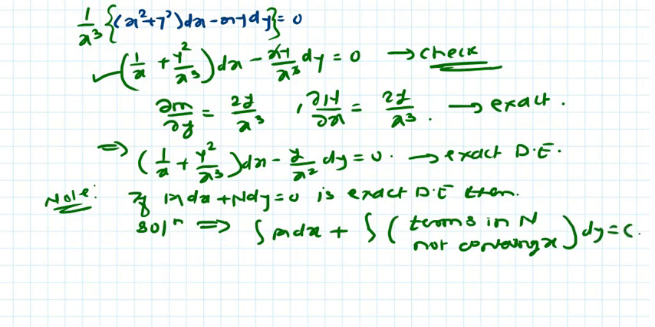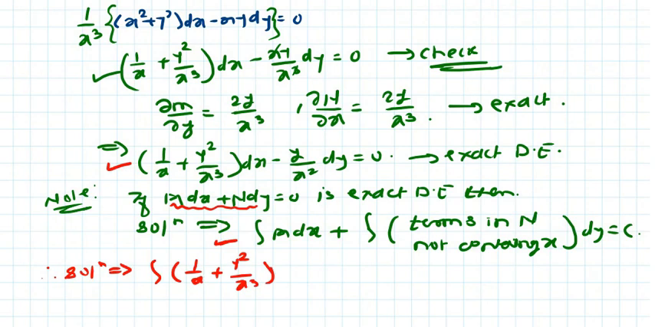If this differential equation is exact, then this will be the solution. Now we proved this is an exact differential equation, therefore its solution will be integration of M, the value for M is 1 by x plus y square by x cube, into dx, plus integration of terms in N which do not contain x. There is only one term which contains x, so this value will be 0, equal to constant.